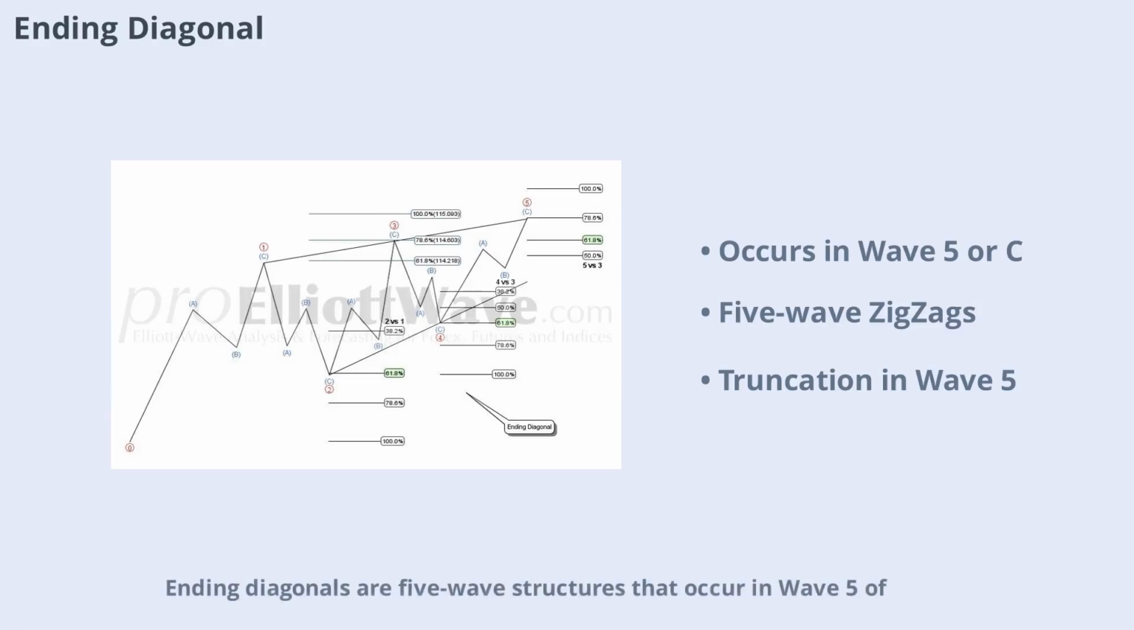Ending diagonals are 5-wave structures that occur in wave 5 of an impulse or wave C of a zigzag or flat correction. The structure is always 3-3-3-3-3, with each wave subdividing into zigzag corrections. Wave 2 never moves beyond the origin of wave 1, and wave 3 must go beyond wave 1. Wave 4 must move into wave 1's range but not beyond wave 2. Wave 5 stops before reaching the end of wave 3, resulting in a truncation. Ending diagonals can be contracting or expanding, with specific guidelines for wave lengths.